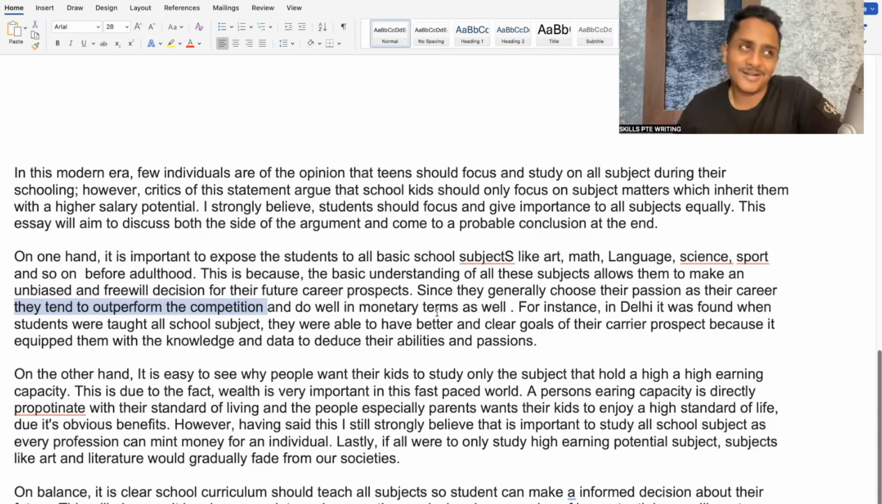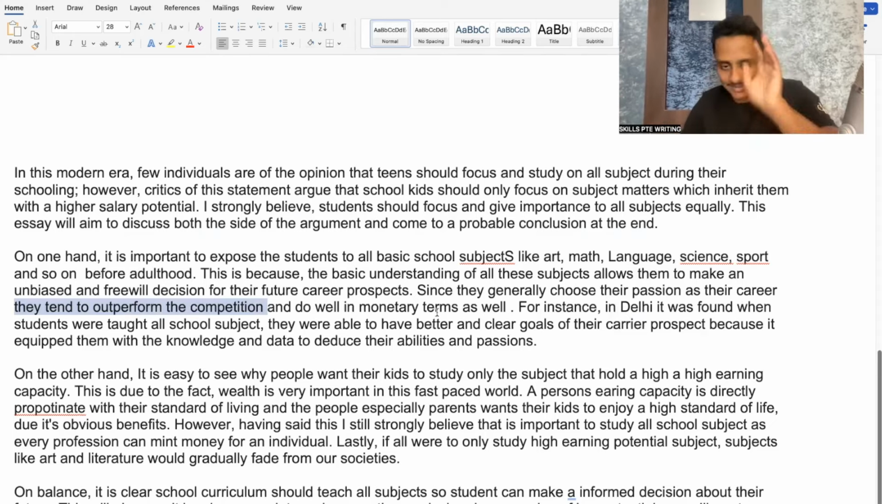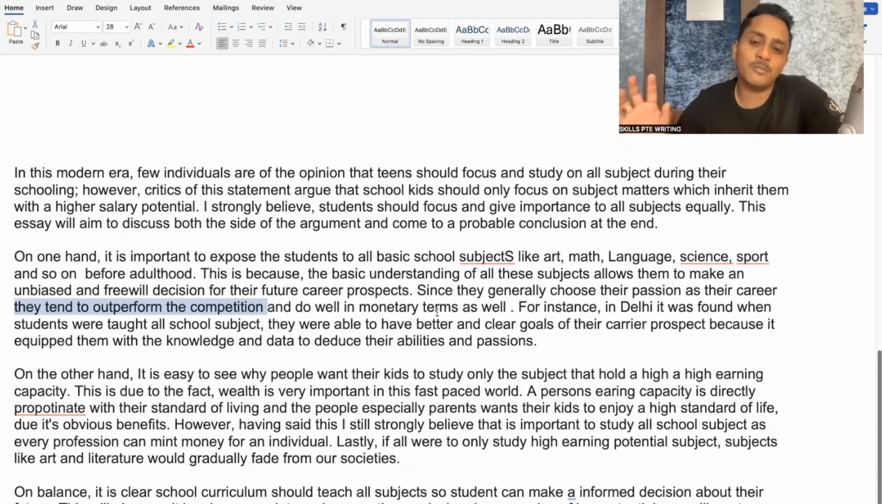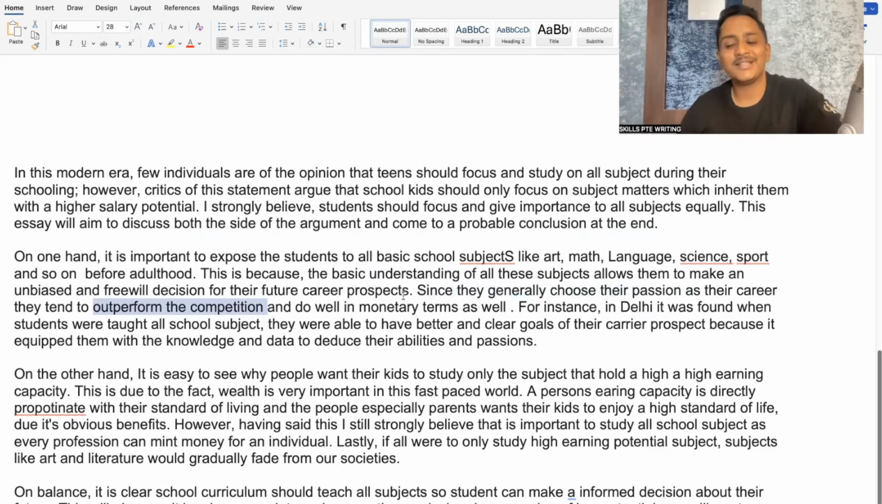Excellent idea. I did not read his and then decide my idea that I told. This essay I had taken a long time back, but this is the idea that has to be written. Akriti, getting it? This is the right idea because this is what it is. For some questions, ideas are so obvious. So understanding of these subjects allows them to make unbiased and free will decisions for their future. Since they generally choose their passion as their career, they tend to outperform the competition and do well in monetary terms as well. Excellently written.